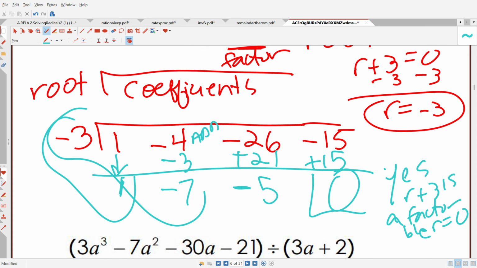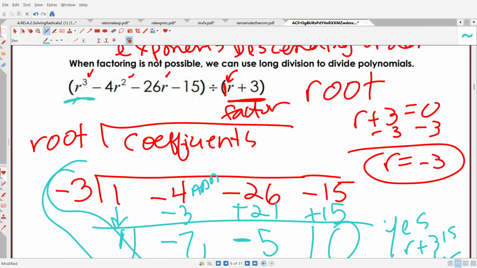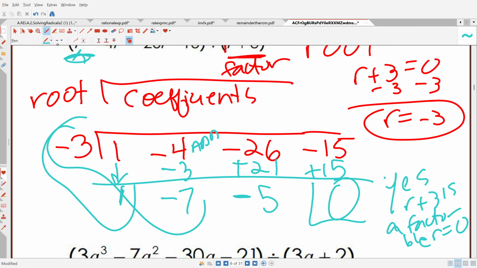But that's not what they're asking here. They're asking you for the answer when you divide. So you have to go back, and if it starts with r to the third, then the new answer is going to be 1 less than r to the third. So this would be your answer. This would be r squared, r and the number. So you do 1r squared minus 7r minus 5, and that's the answer.